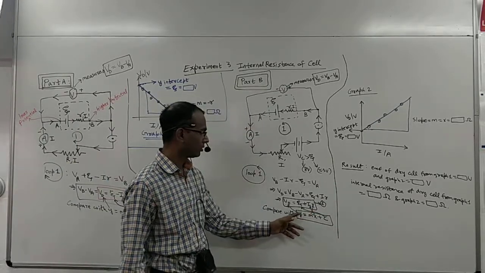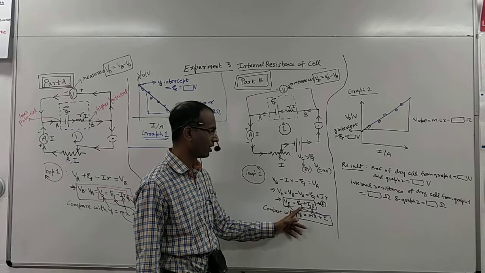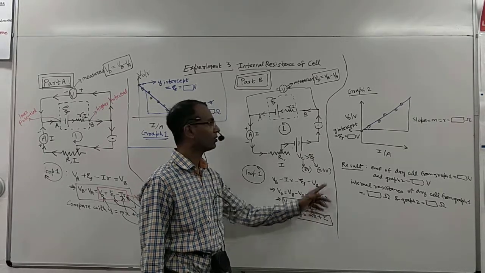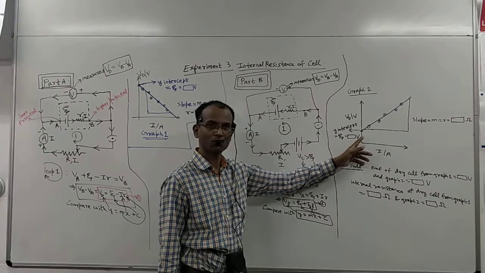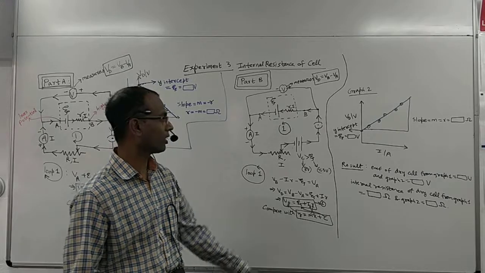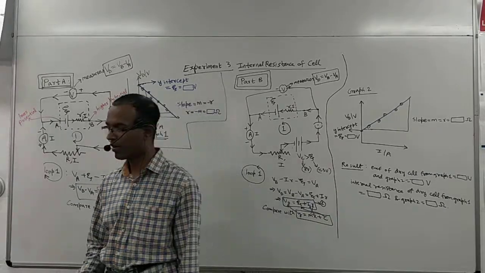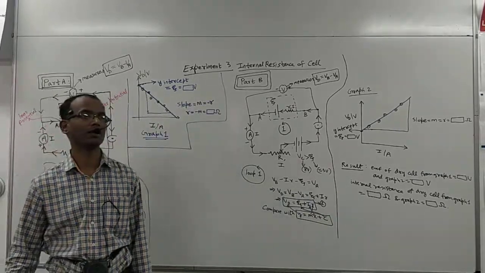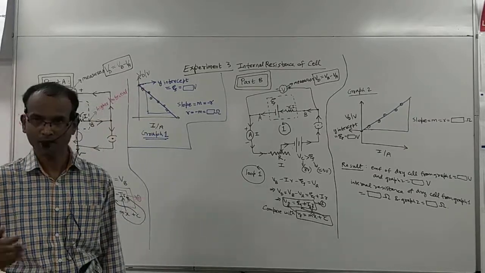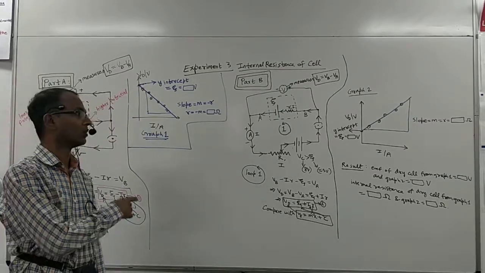So the intercept is again going to be EMF, and the slope is going to be internal resistance. Again do the graph, now you will get a positive slope. Now you understand the meaning of y-intercept, positive slope, everything. So write your result like this. Now I will share the data with you. Any questions? I'll upload this.